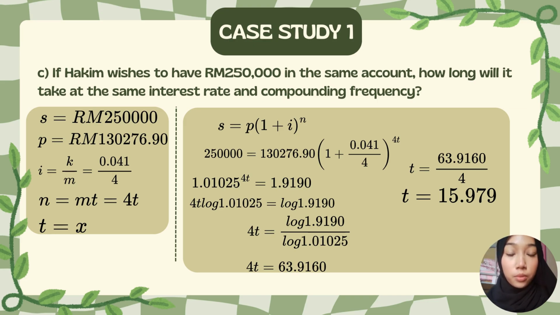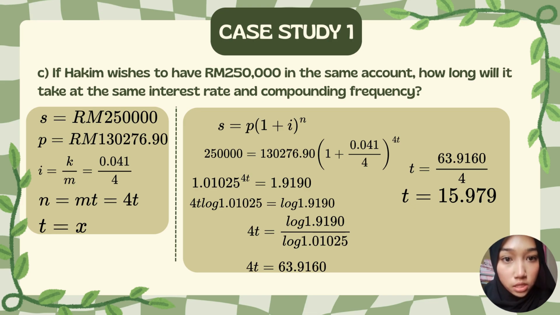For part C, I start by writing the compound interest formula, which is S equals P times (1 plus i) to the power of n. From the question, S is RM250,000, P is RM130,276.90. The interest rate is 4.1% per year, and because the interest is compounded quarterly, I divided the rate by 4. So, the value of i is 0.041 over 4, and n becomes 4t, where t is time in years. Now, I substitute all the values into the formula.